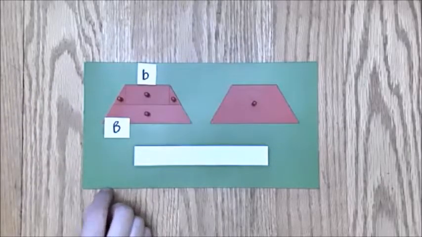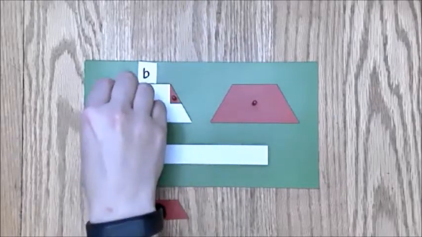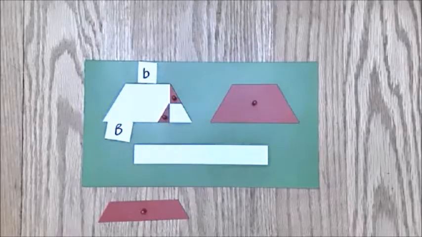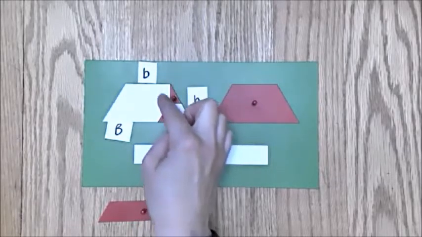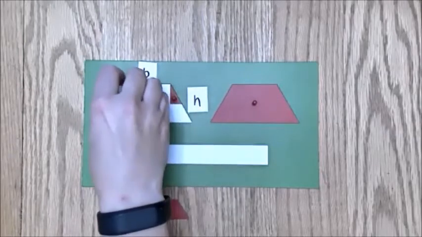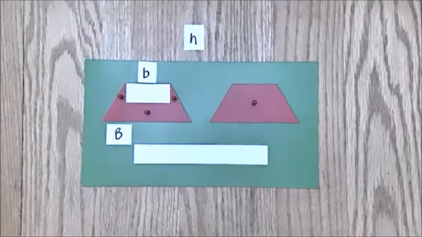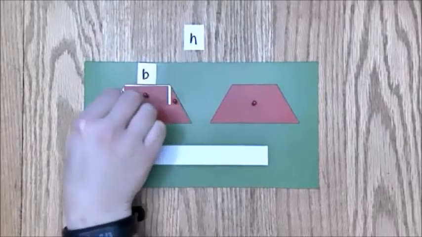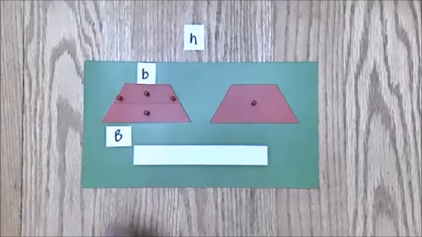And the height of the trapezoid is a little harder to show, so I'm going to set these pieces out of the way. The height of the trapezoid is that right there. And so the height is the length, not this side, but the length from the top, the minor base, to the major base. Okay, I'm going to put those pieces back in. Now that we've labeled our parts and talked about our parts, let's build back our rectangle.